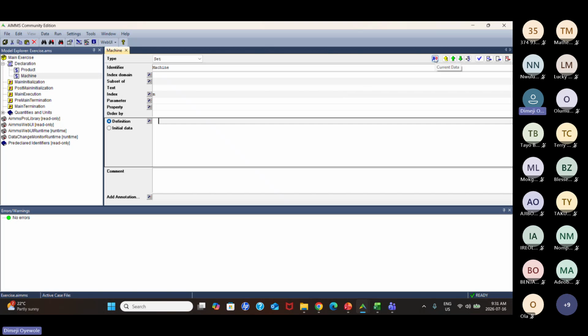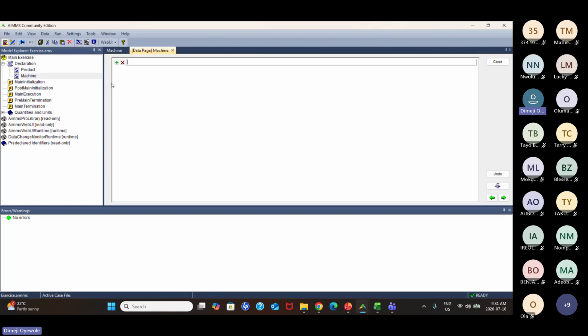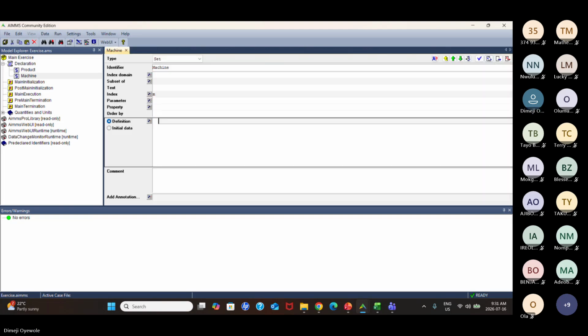And then the machine, the same way we did here. You want to use data, or you want to come here and right click and press data, and then you have machine 1, machine 2, machine 3, machine 4, and we have that. So we can check, commit, and close.